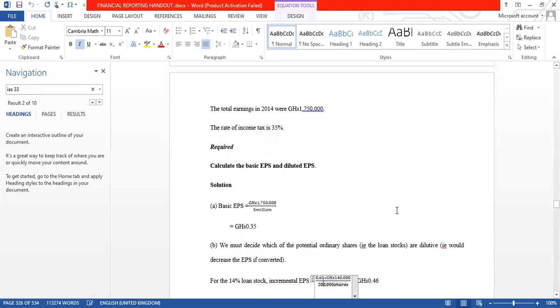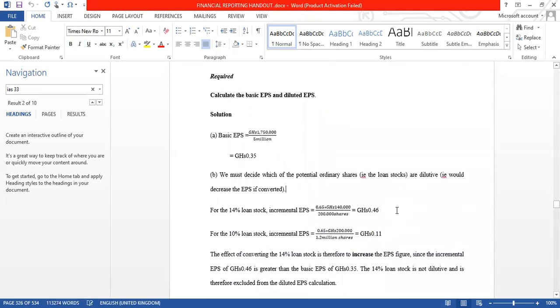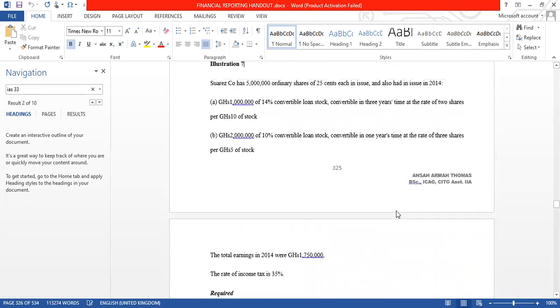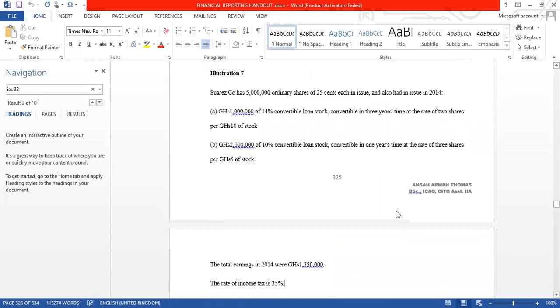So remember, I also told you that you will check which one will dilute your number of shares. So here, when you are giving these options as such, we all know that they will go for the ones that give them a higher number of shares. We don't know that here. We need to go and calculate it. So we said that he has 5 million before, and it was priced at 25 pesos or cents, all right? And these are the convertibles, okay? And this is the total earnings.